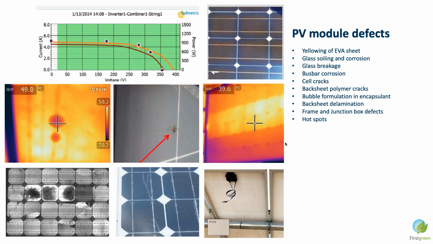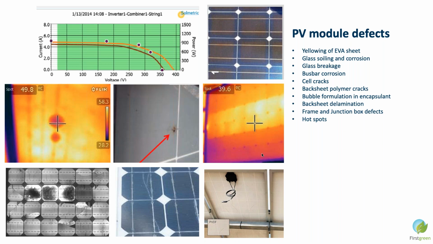At times you find the cells are cracking. There were micro cracks in the cells, and in due course of time these cracks have broadened, and you can see those cracks physically in your module. So this is yet another defect. The backsheet polymer also cracks. Sometimes the backsheet quality is not so good, and that also starts generating cracks.